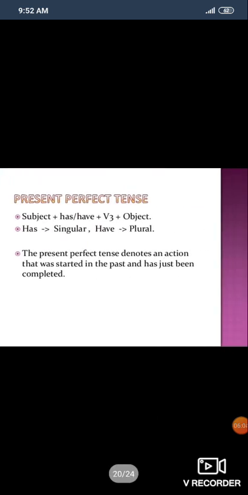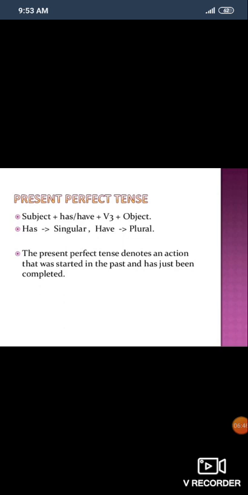So what is the structure of the present perfect tense? That is subject plus has/have plus verb third form plus object. And I already told you that has goes with the singular, that is he, she, it, and have with the plural, I, we, you, they. The present perfect tense denotes an action that was started in the past and has just been completed now. Like, I have just finished my dinner. It means we already started, but now it is completed. So that is the present perfect tense.